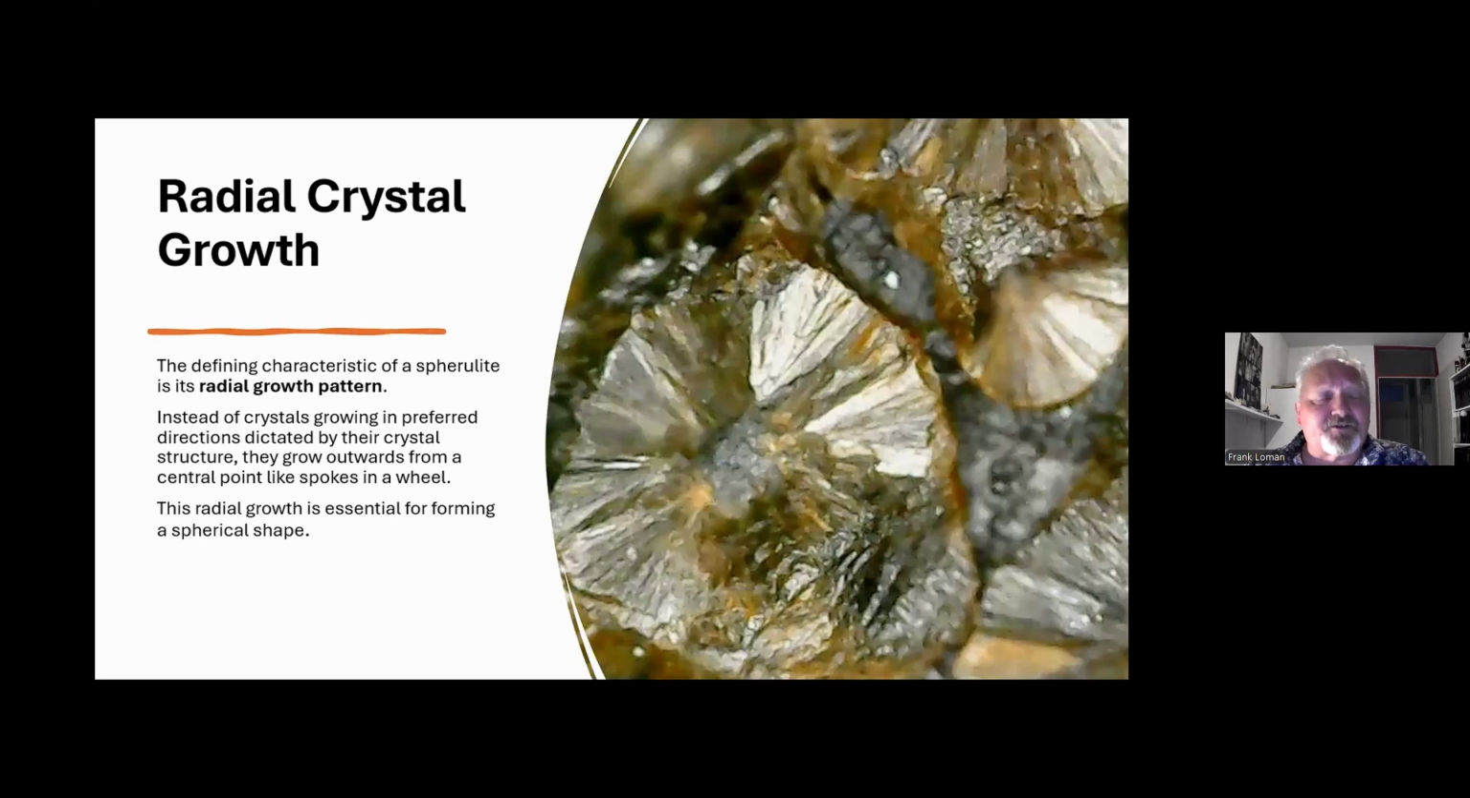Starting with the radial crystal growth, the defining characteristic of a spherulite is its radial growth pattern. Instead of crystals growing in a preferred direction dictated by their crystal structure, like lattices and end faces and things like that, they grow outwards from a central point like spokes in a wheel. This radial growth is essential for forming a spherical shape.